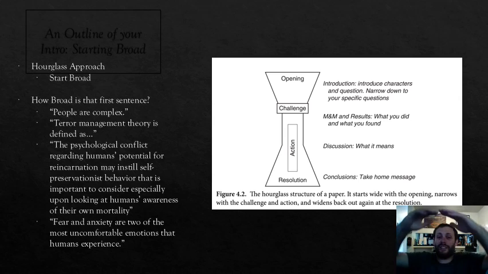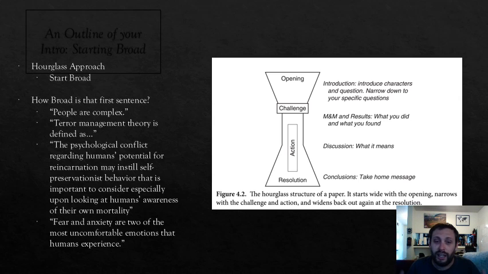So if we take a look at our image here, we start with an opening, and you see this called an hourglass approach that we can talk about in order to make our introduction more appealing. We start off with an opening, which is a very broad opening line that talks about your theory in general. Then we narrow it down into something called the challenge. We say, well, what is the challenge that we're facing with this theory? And what are some questions that it's not currently answering?